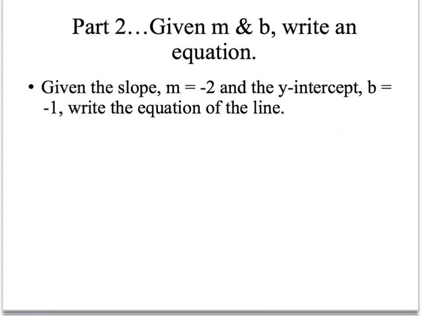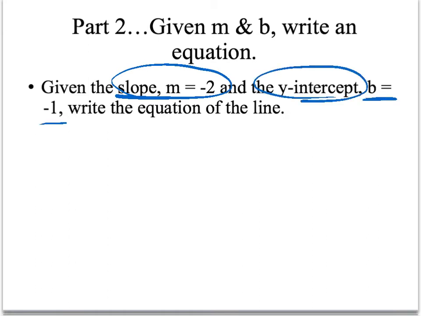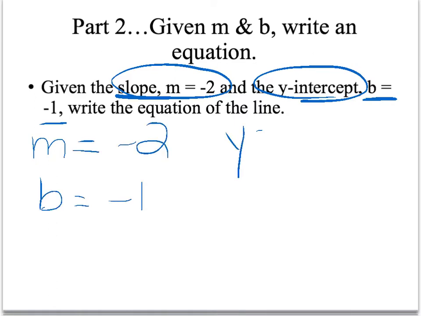Okay, part 2, again, review. We have m and b, so write an equation. Given the slope, m equals -2, and the y-intercept, which is our b, at -1. So m equals -2, b is -1. Not much work to show for this. Write the equation of the line. It's y equals mx plus b.